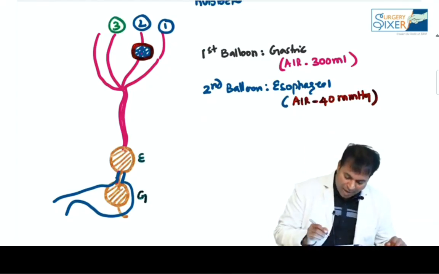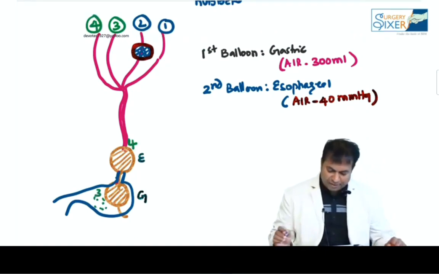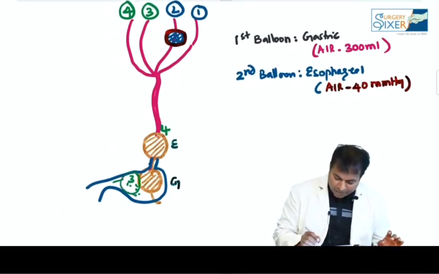The third lumen is to aspirate from the stomach. The fourth is to aspirate from the esophagus. So there are four lumens in total: the third opens inside the stomach for aspiration, and the fourth opens in the esophagus for aspiration.